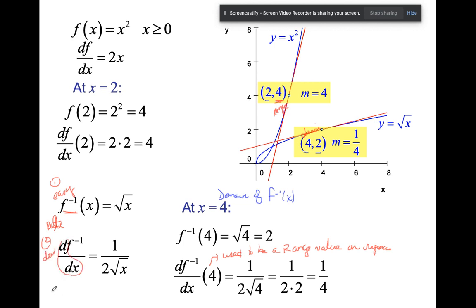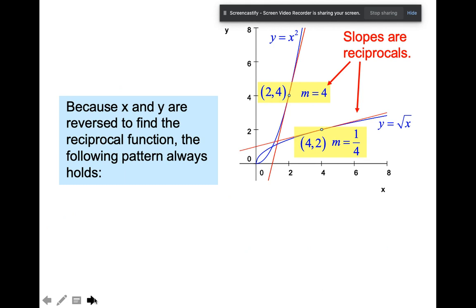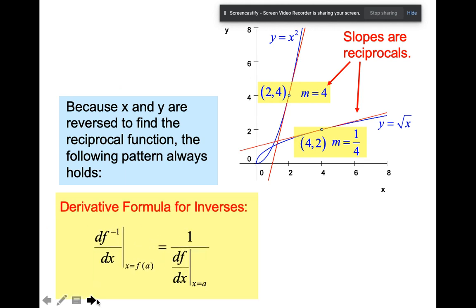Sometimes, though, it is a pain to find the inverse rule, or sometimes I'm not given the original function, I'm just given some information about it. I'm asked for the derivative of the inverse. So we're going to use this handy-dandy relationship. The slopes of the curves are reciprocals of one another when you have inverse functions and you switch the x and the y. So this pattern always holds.